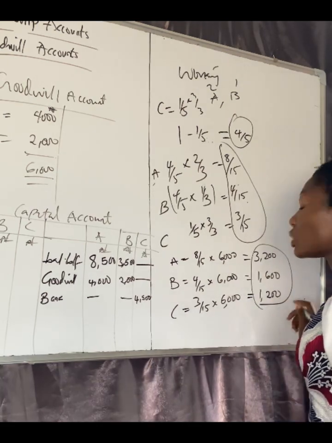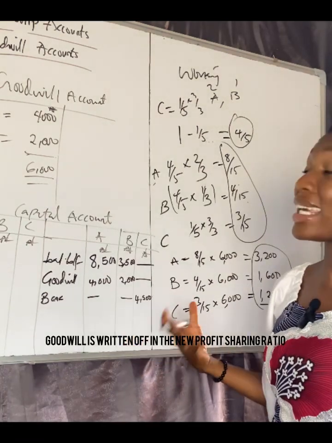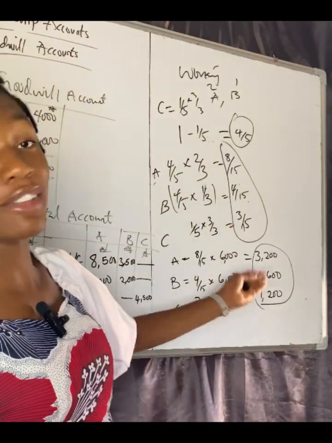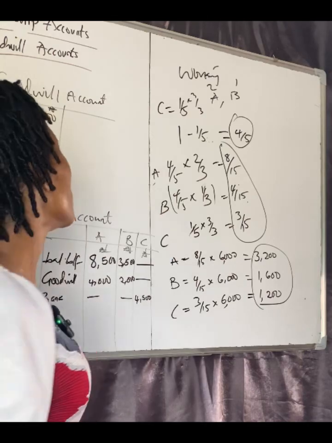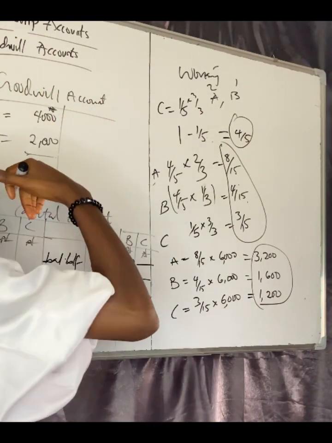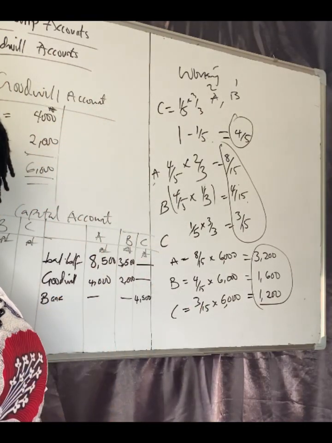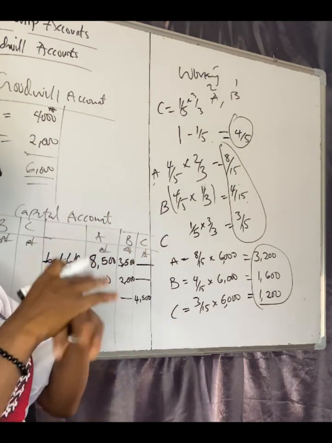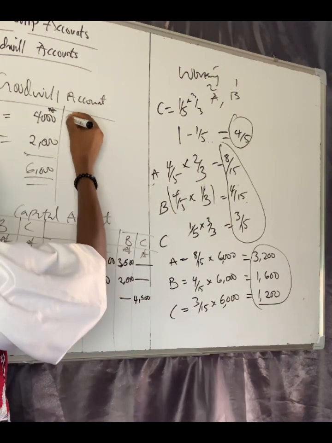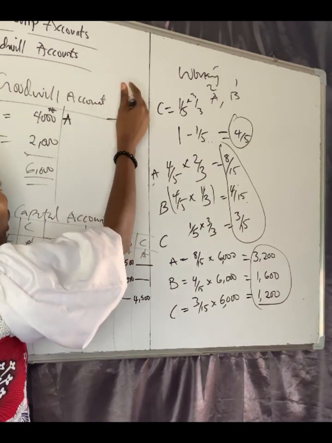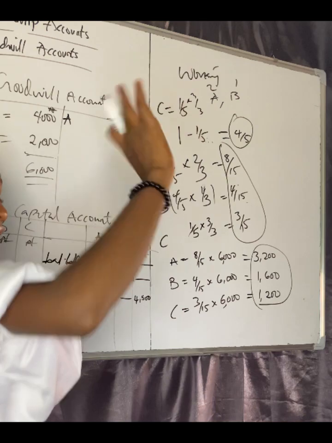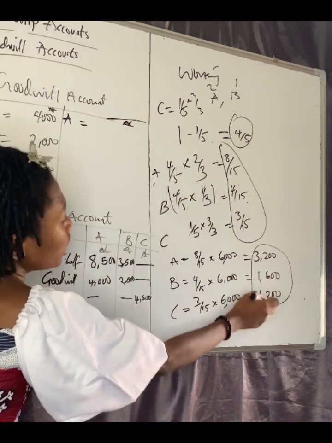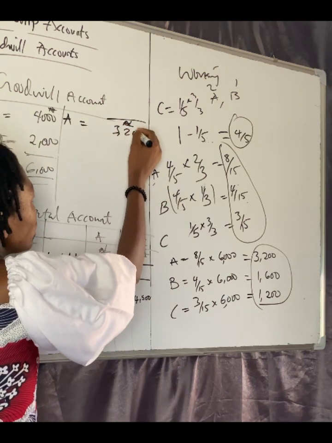So this is how we're going to be writing off goodwill. Like I said, we're writing off goodwill in the new profit sharing ratio, which means everybody now is going to be partaking in the writing off of the goodwill. This is our goodwill account. We want to write off goodwill, that is, we want to close the goodwill account. For our A, we will be crediting our goodwill account because more value is going out. So for A, it is going to be 3,200 naira.